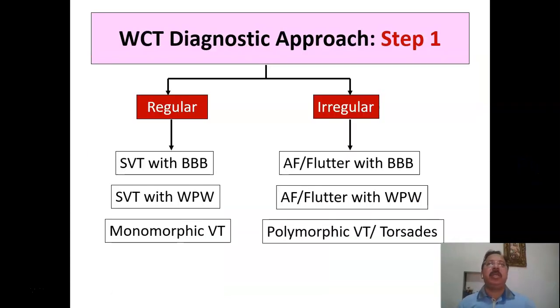So, reviewing these few steps, let's go through a diagnostic approach to wide complex tachycardia. The first step is, if you see a wide complex tachycardia, make sure whether it is regular or irregular. If it's regular, the causes are SVT with bundle branch block or with WPW syndrome, or monomorphic ventricular tachycardia. But if it's irregular, it's atrial flutter or atrial fibrillation with bundle branch block or WPW syndrome, or it's polymorphic ventricular tachycardia or torsade de pointes.